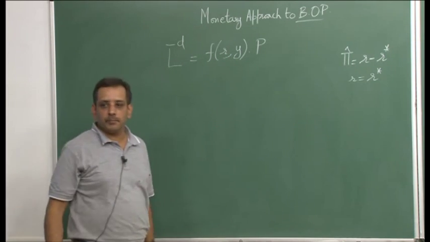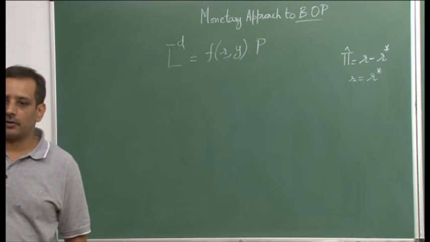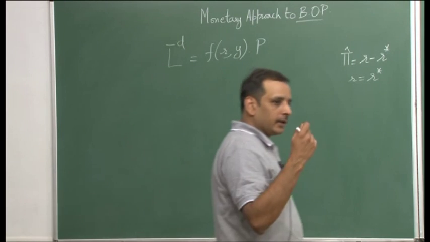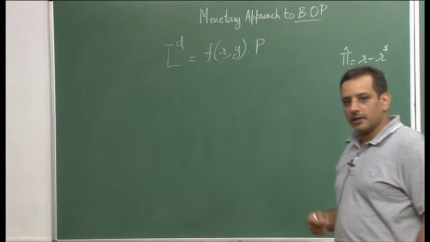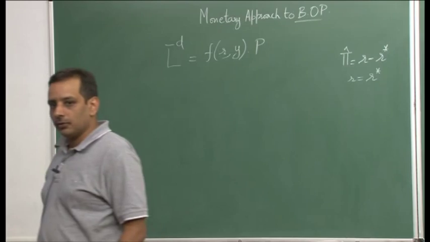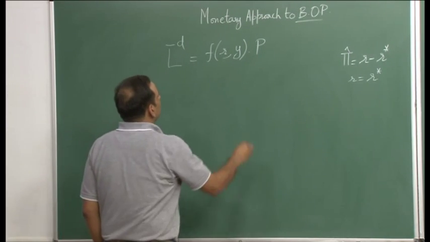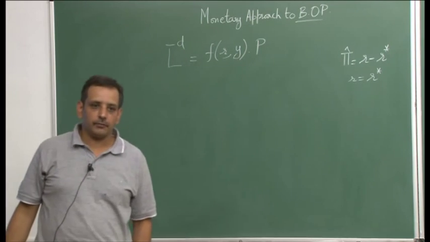Incomes are at the full employment level, it is an extension of what the classical economists thought, that the income is already at the full employment level, and the assumption behind it is that the wages and prices are flexible.